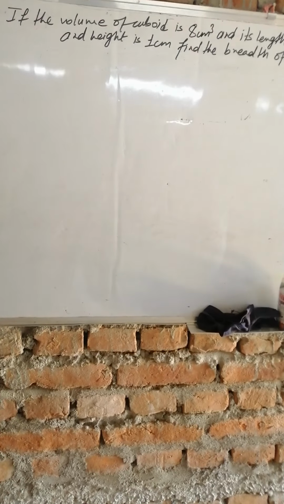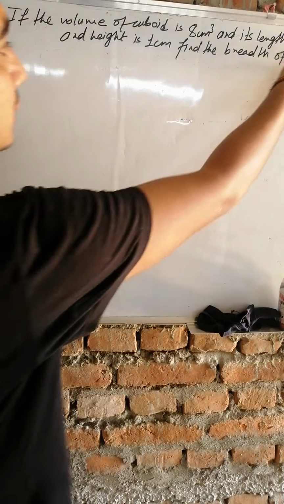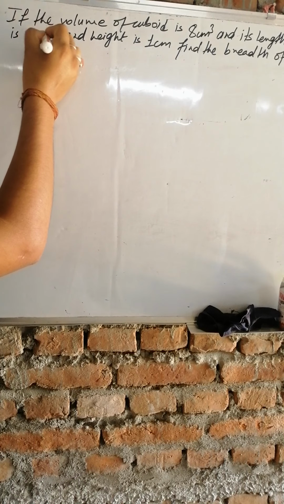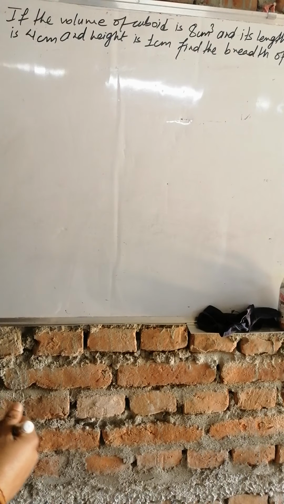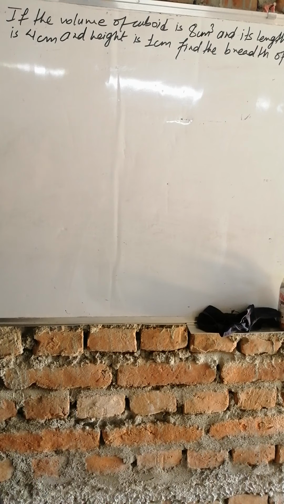If this type of question comes, then how can we solve the problem? There is given the volume of cuboid, that is 8 centimeter cube, and its length is 4 centimeter, and its height is 1 centimeter. Now we have to find the breadth of the cuboid.